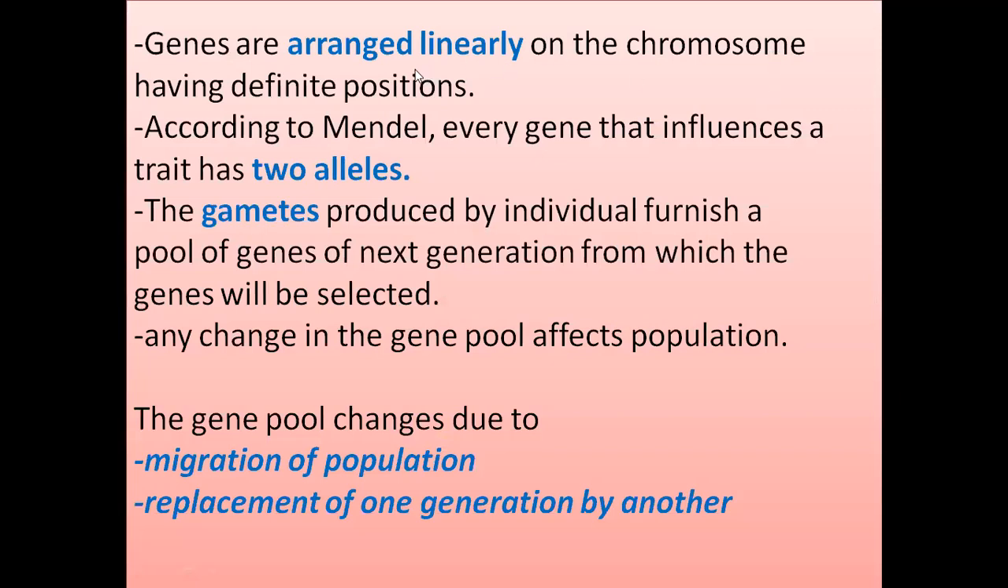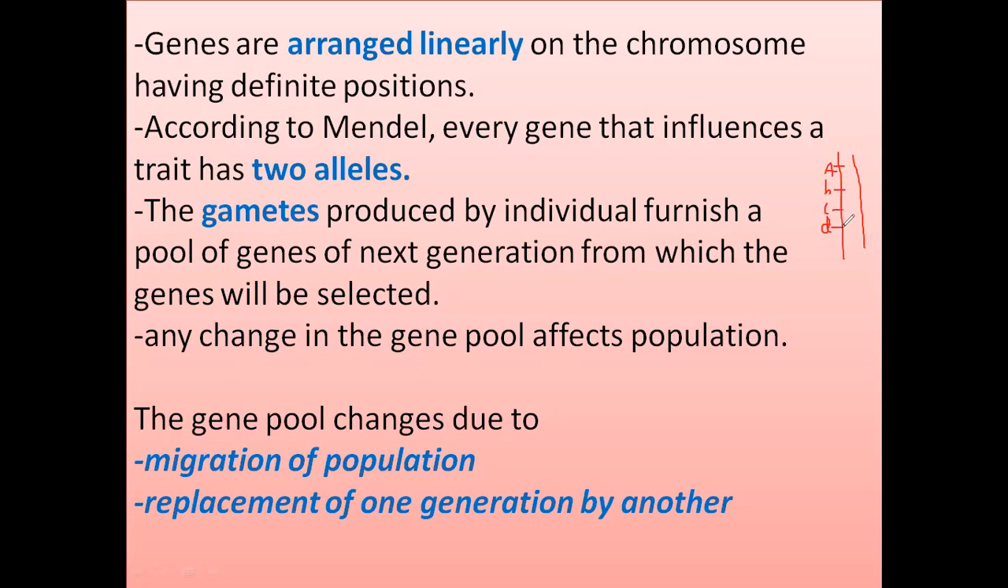Genes are arranged linearly on the chromosomes. Yesterday also I had explained to you how these genes are arranged on a chromosome. Suppose, for example, on this chromosome, this gene, for example gene A, then gene B, gene C, gene D. So all these genes are arranged linearly on the chromosome.